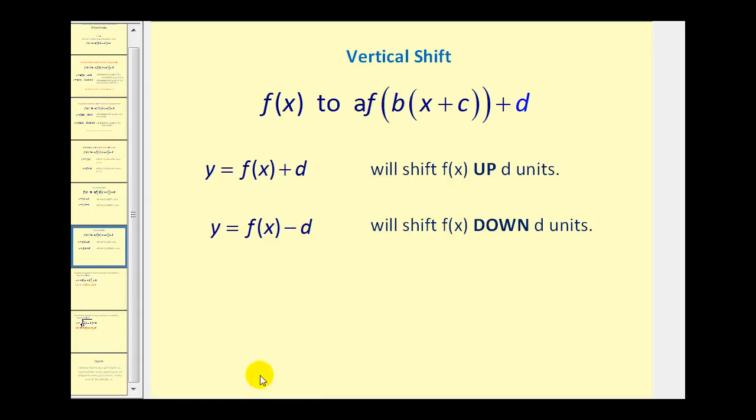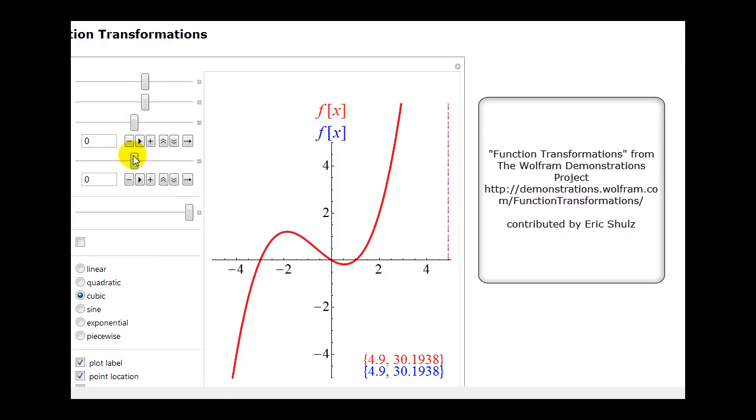Let's take a look at this graphically as well. If we have f of x plus d, the function is shifted up d units. And if we have f of x minus d, the function is shifted down d units.